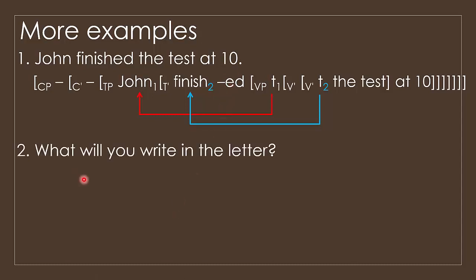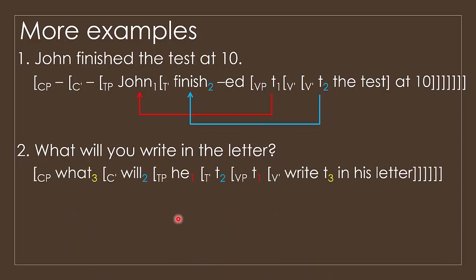And then we have the second example. What will you write in the letter? Here, this is the S structure. You over here is produced as a specifier of V over here. This is a specifier of write, and then it moves from the specifier of write to the specifier of T. And then we have will over here, which is produced at the T position, and it moves because of the requirement that there must be an inversion between the subject and the predicate in a question.